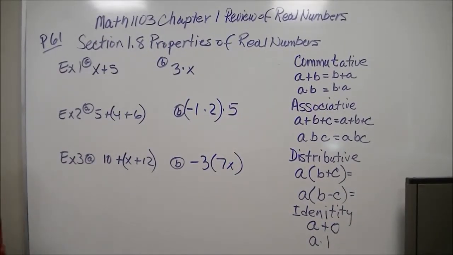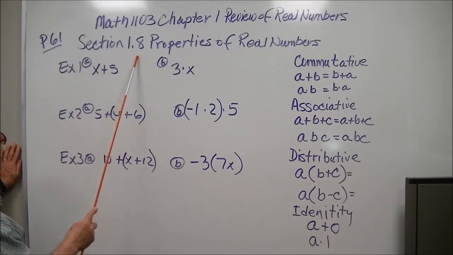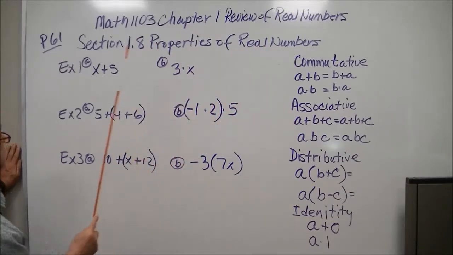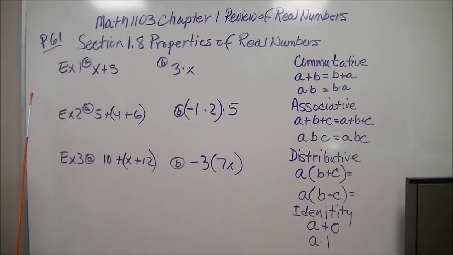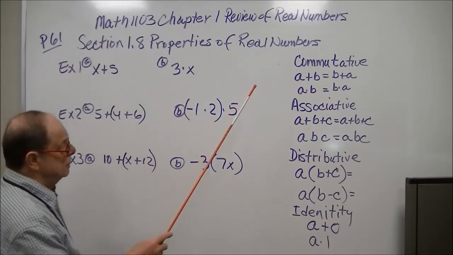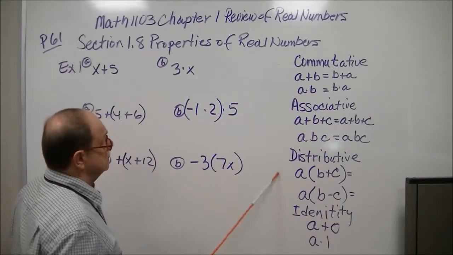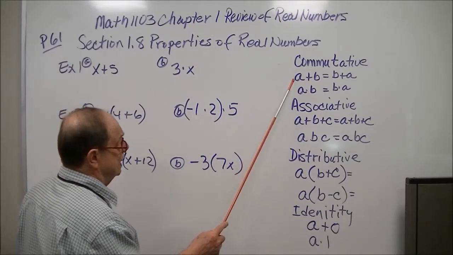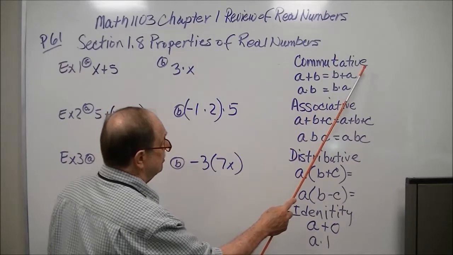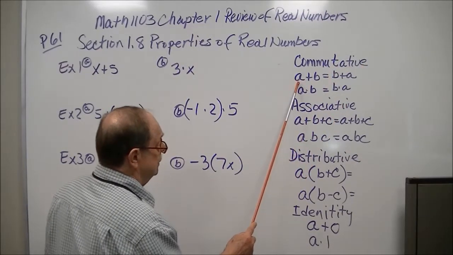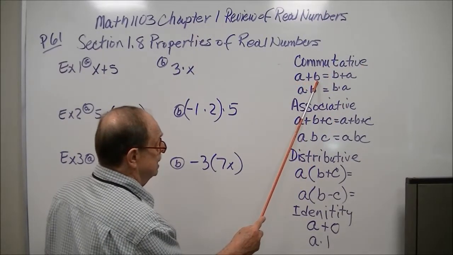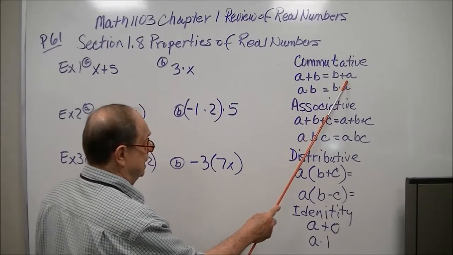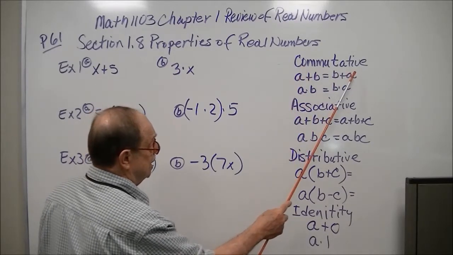As we go on to the last section of Chapter 1, we're dealing with properties of real numbers, and in our textbook it's on page 61. To start us off, we'll do a little review of some of the basic properties of real numbers. We speak of the commutative property, where if you have the order A plus B, that is equal to B plus A. That's the commutative property of addition.